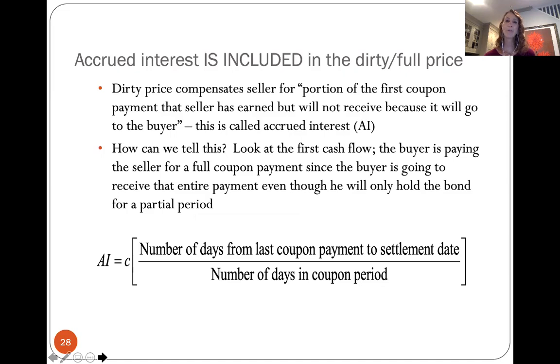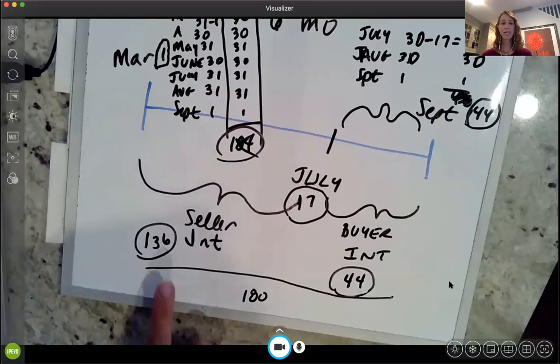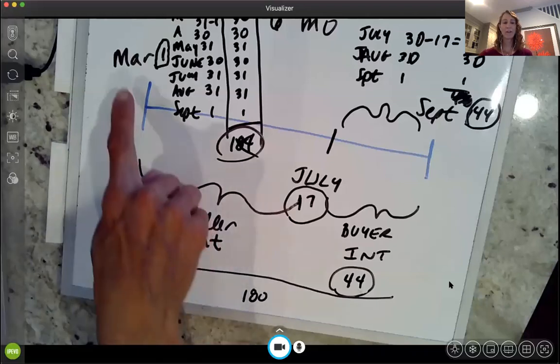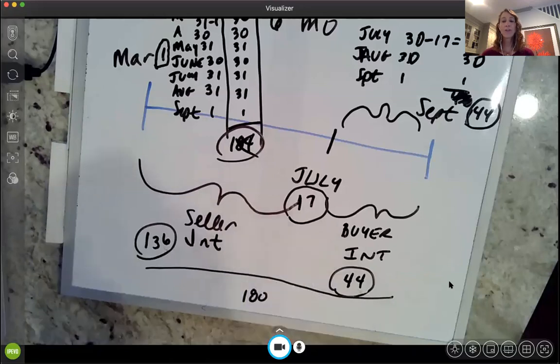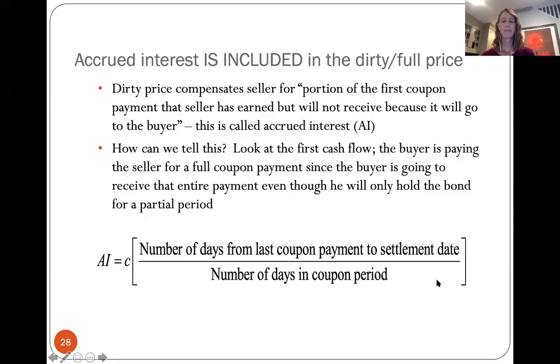If we want to figure out how much of the interest belongs to the buyer and how much belongs to the seller, because that's something that is going to be needed for that person's accounting down the road, we then take the number of days from the most recent coupon date to the settlement date. And recall in our example here, we have 136 days between the prior cash flow on March 1st and the settlement date. So 136 over 180 is going to be the ratio of interest that belongs to the seller. And we can calculate that here using this example. So number of days from last coupon period to settlement date divided by number of days in coupon period.